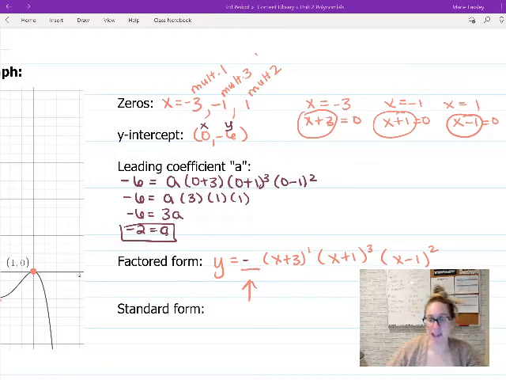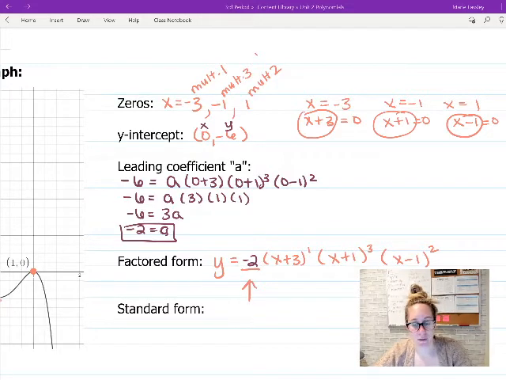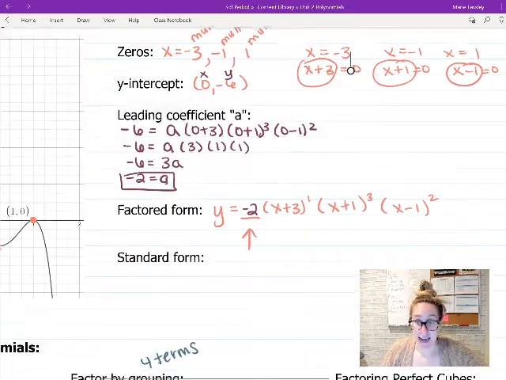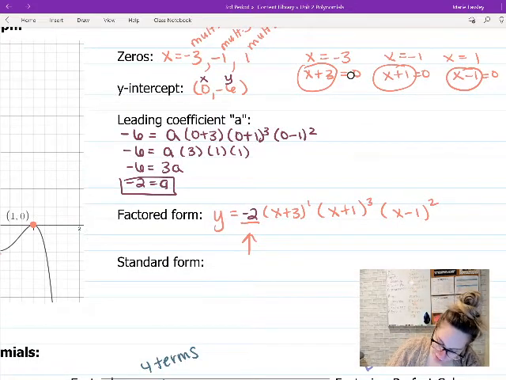So that's the number, that's my leading coefficient that's going to go out front. All right. That's it. I am done with factored form. So now I have my equation for my function.